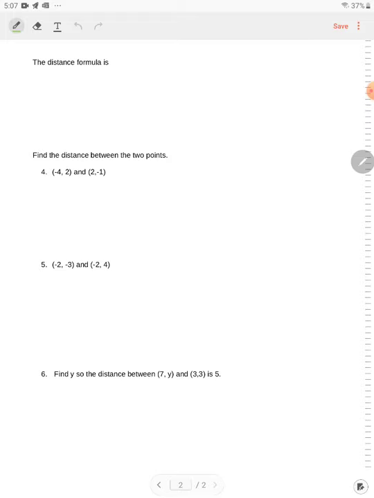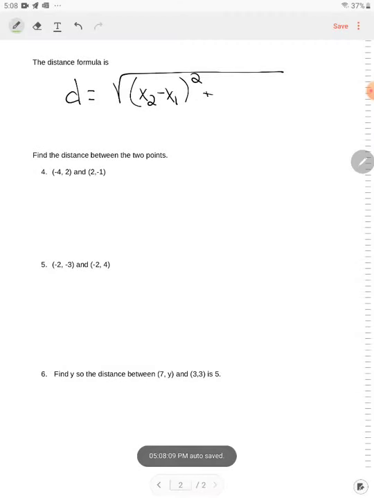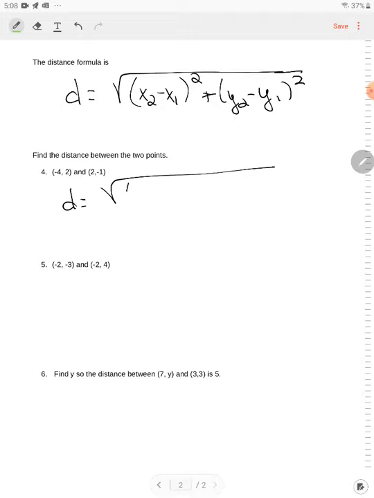Now we have the distance formula. Distance formula is d is equal to the square root of x2 minus x sub 1 squared plus y2 minus y sub 1 squared. So d is equal to the square root of 2 minus a negative 4 squared plus negative 1 minus 2 squared.